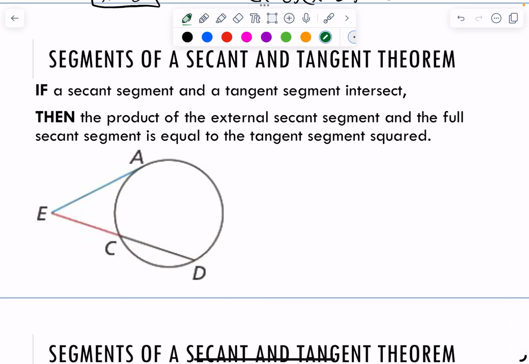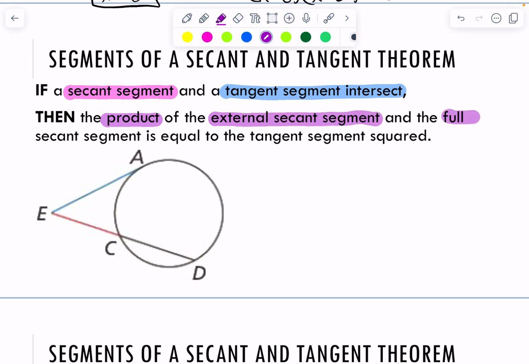The last one is, how do we handle a secant intersecting with a tangent? So I'm going to start off. It says, if a secant segment and a tangent segment intersect, then the product, multiplication, of the external secant segment and the full secant segment is equal to the tangent segment squared. Okay, so what does that mean?